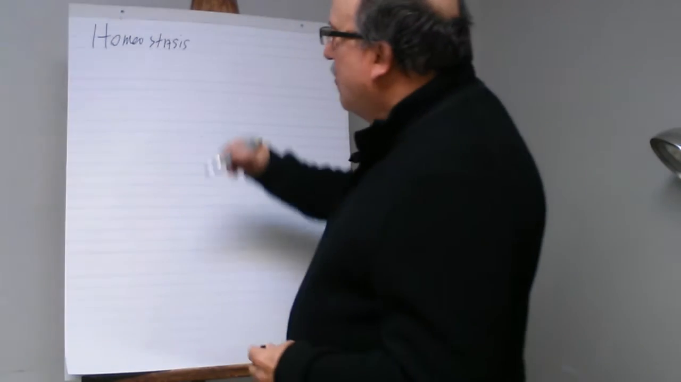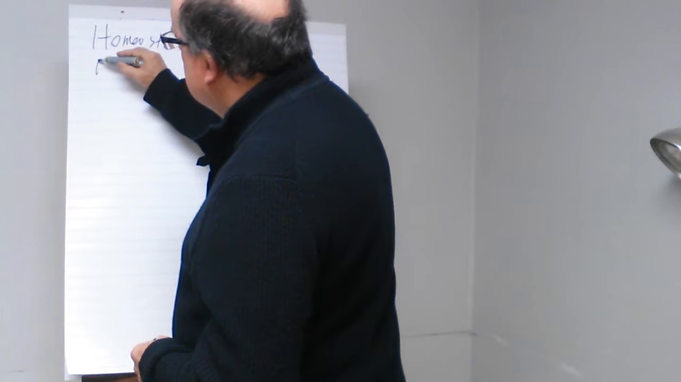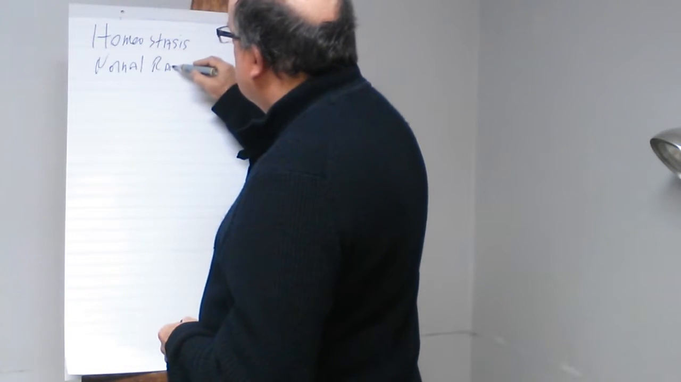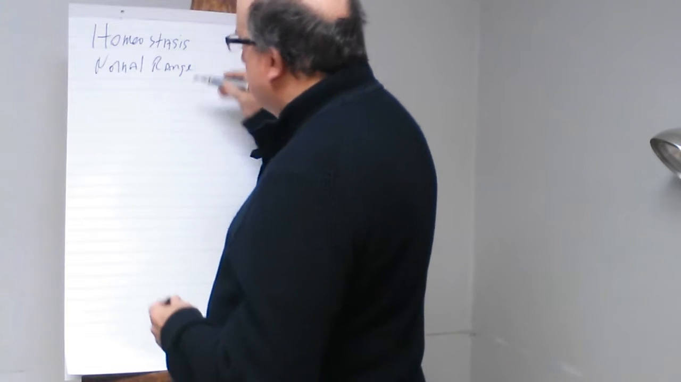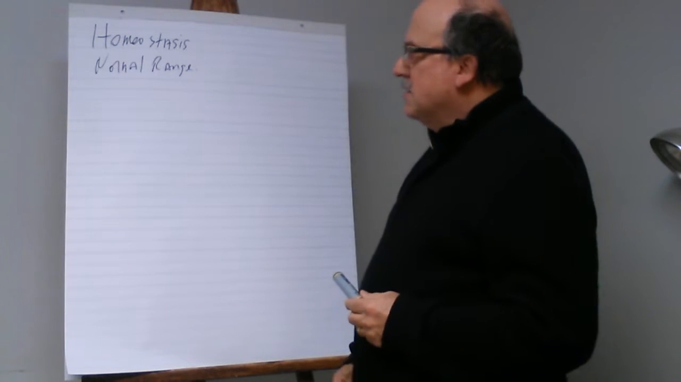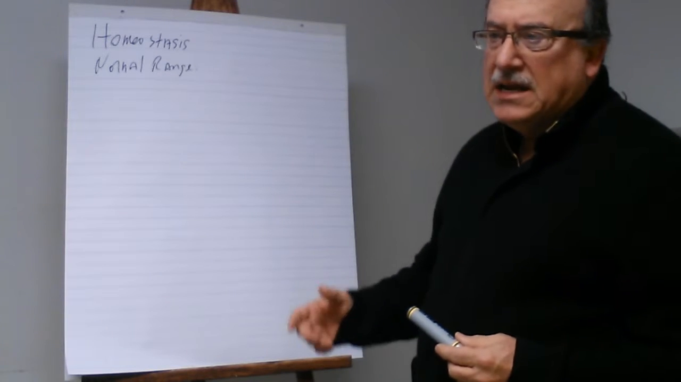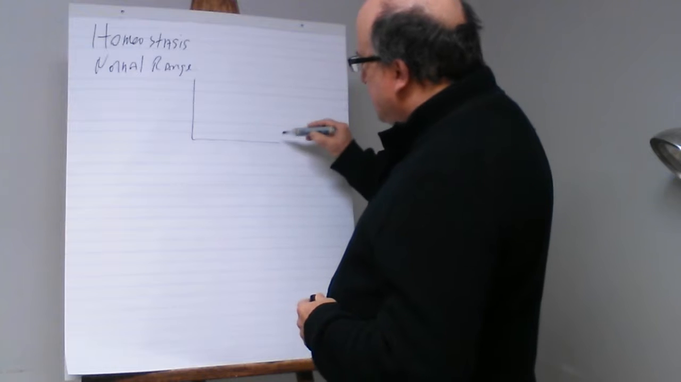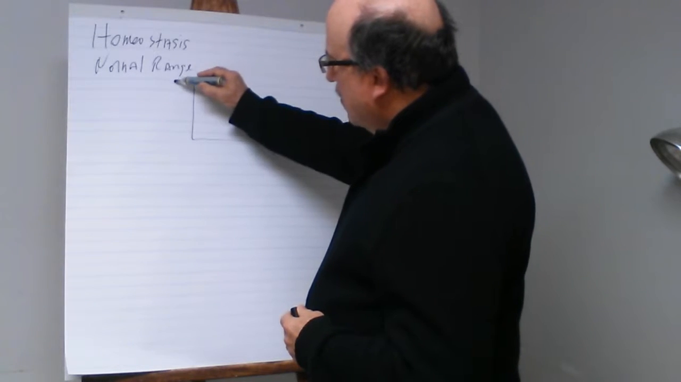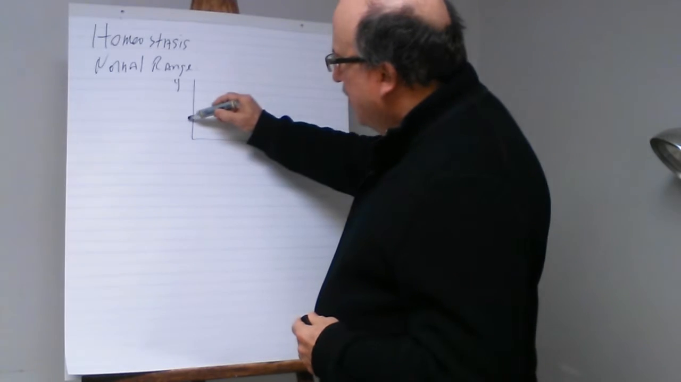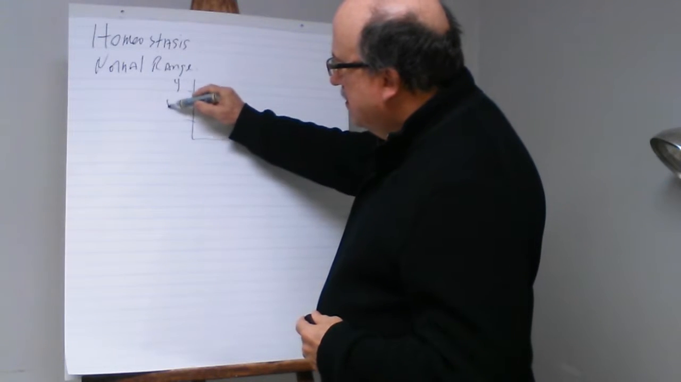2, normal range. It's a concept in medicine or in any other science. This is the range in which a constituent is considered normal. On an XY graph, a two-dimensional graph, the range is the Y value.